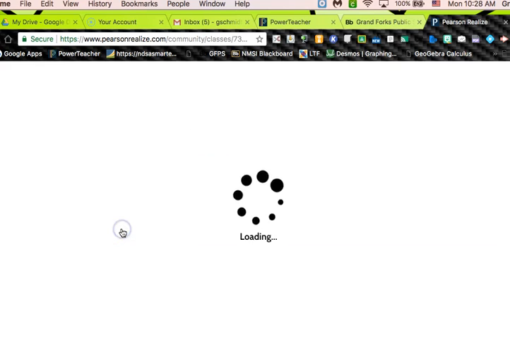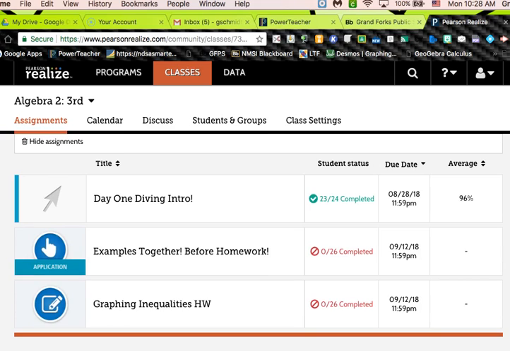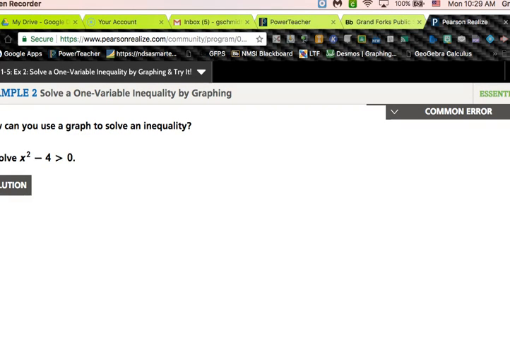And then once you get in, you should see that you have 2 assignments from me. Once you see your 2 assignments, just give me a thumbs up. Should look like this. This one you do not need to complete. I just put this here so that you could see what resources are available to you.